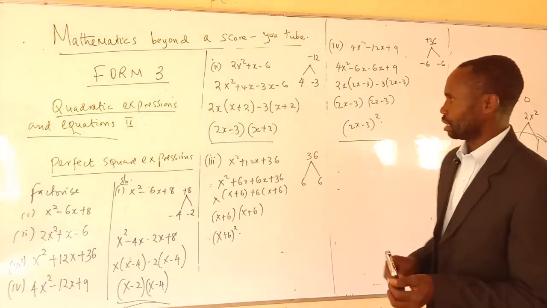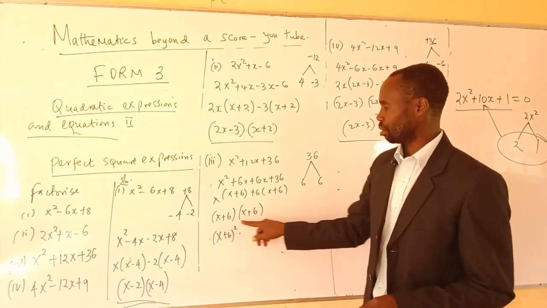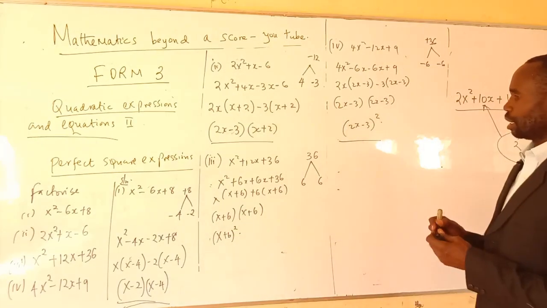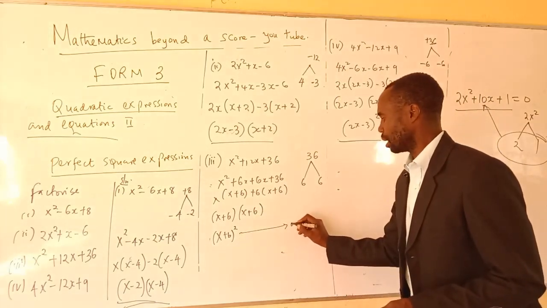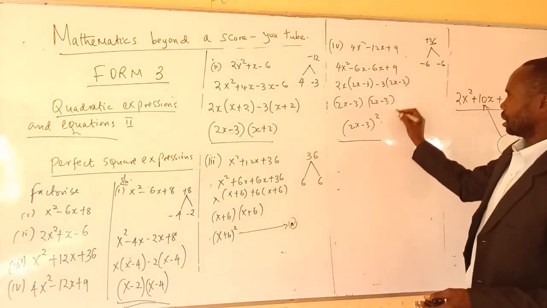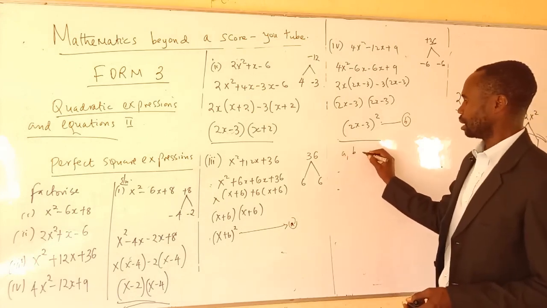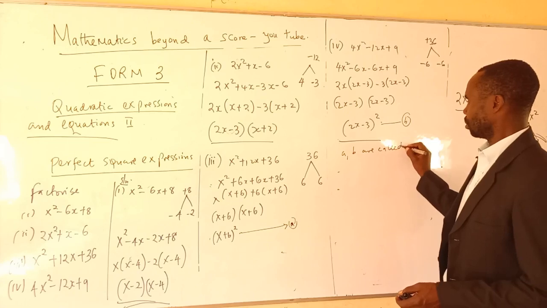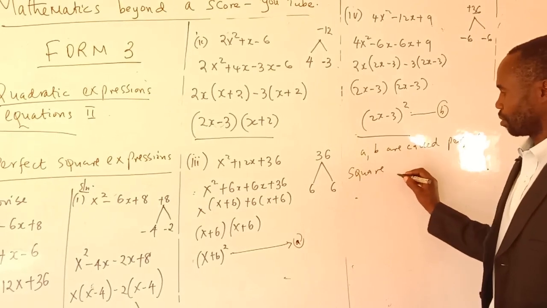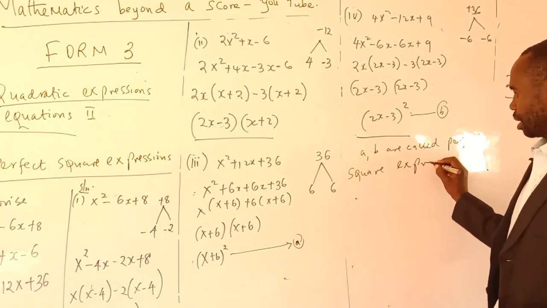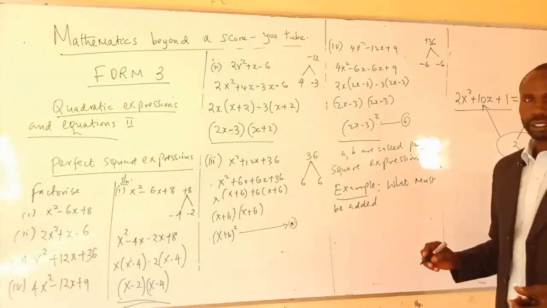In the expressions that we have factorized, we can see that there are 2 brackets that resemble each other here and 2 brackets that resemble here. When they resemble like this, this one A and this one B are called perfect square expressions.